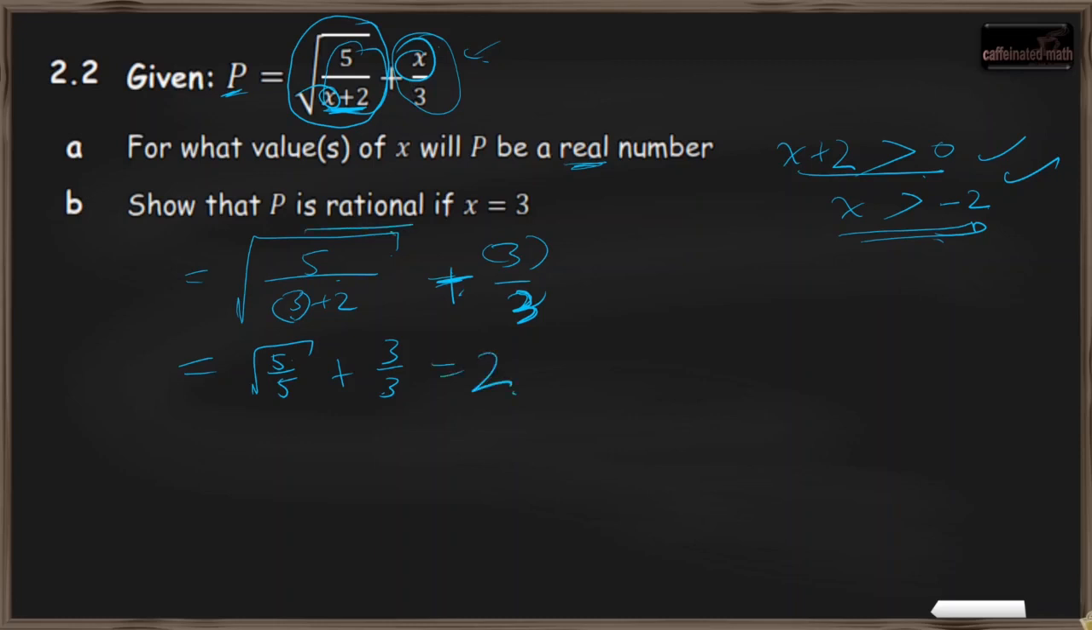Well, 2 is an element of rational numbers, and that's as good as that gets. Again, 1 mark for substitution and 2 for your final answer.